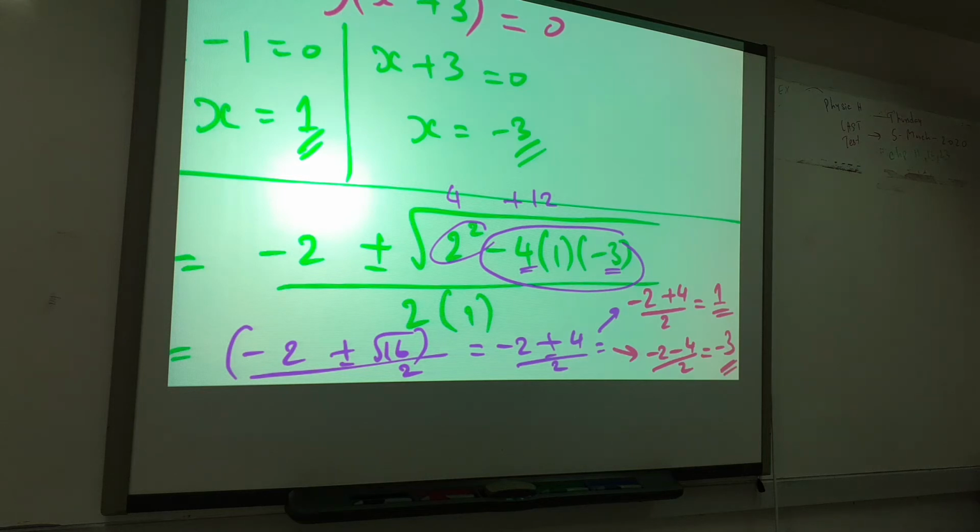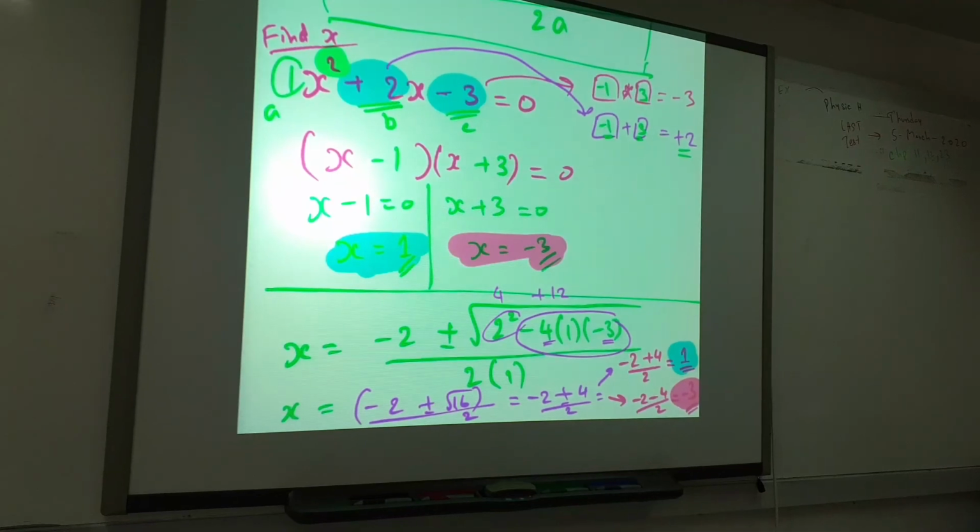Is it the same as the top? Yes, 1 is the same, and negative 3 and negative 3. So either way, you get the same answer. The first one is easier if the numbers are not too large. So how many ways do you have of solving a quadratic equation?